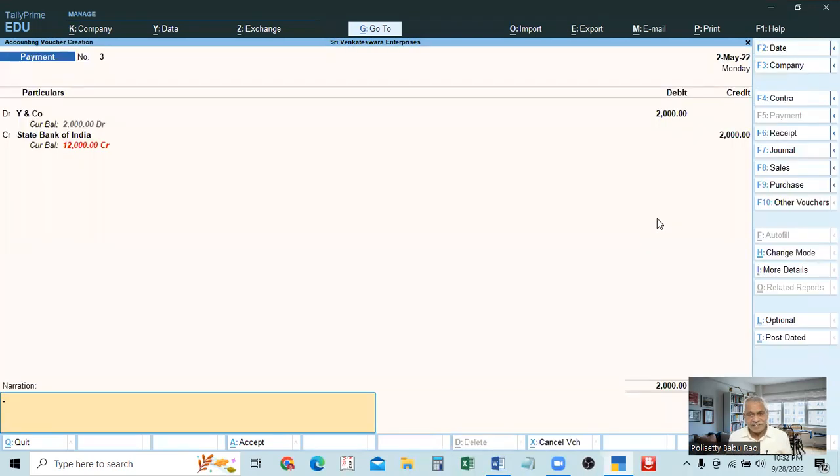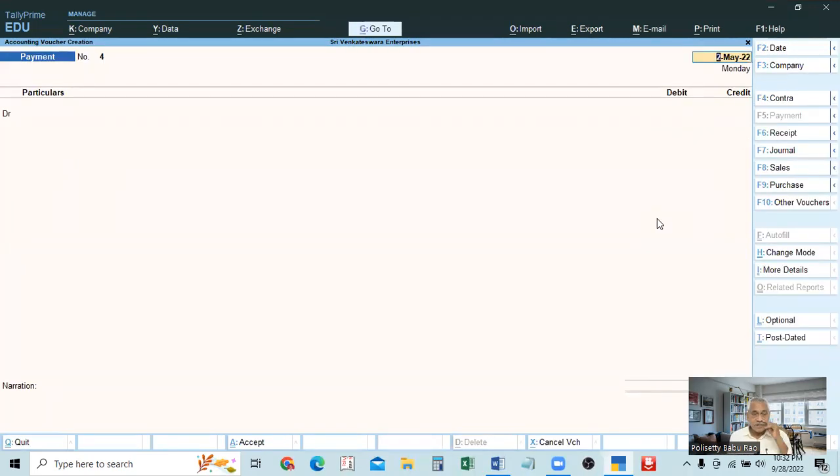Like this, enter. Okay. So first we start with to whom we paid, or why we paid: to pay to a person or paid towards any expenses. That is to be entered first. And then how you paid, cash or through bank. That's all. This is the payment voucher.